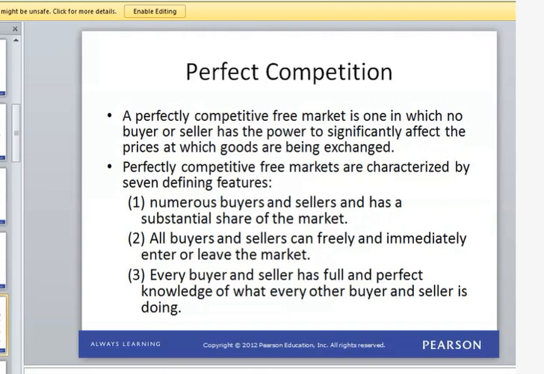Every buyer and seller has full and perfect knowledge of what every other buyer and seller is doing. Take the example of nasi lemak, everybody knows.